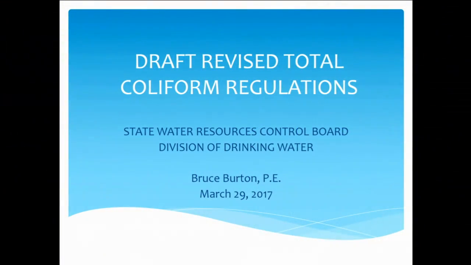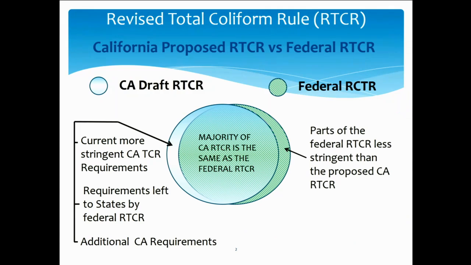There's only one graphic in this entire presentation, and this is it. It just shows you that the majority of what we're going to adopt is the federal rule. There's some things that we're not adopting in the federal rule, and there are things that aren't in the federal rule that we're adopting. Some are things that are in our current TCR that are more stringent than the federal RTCR that we're going to keep.